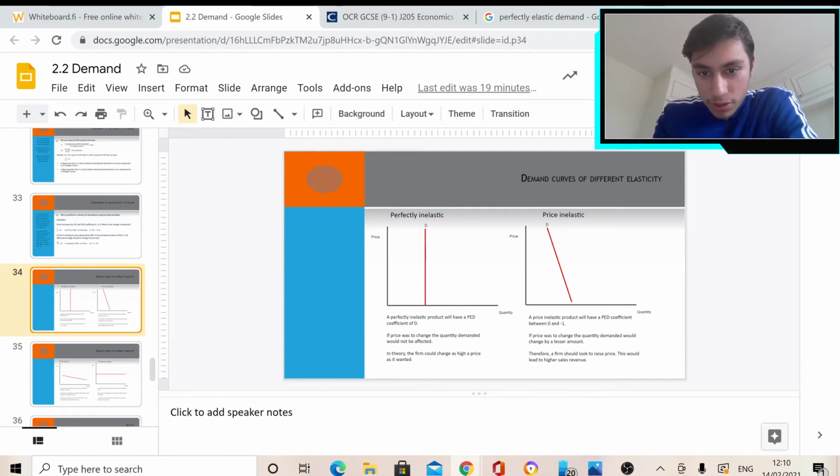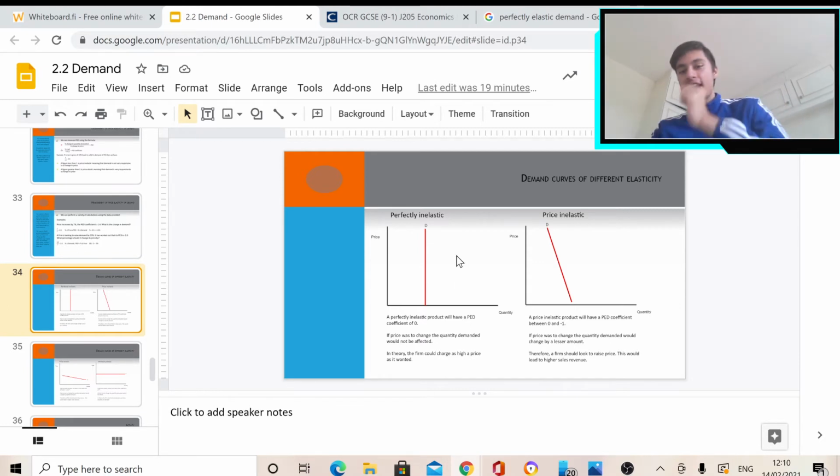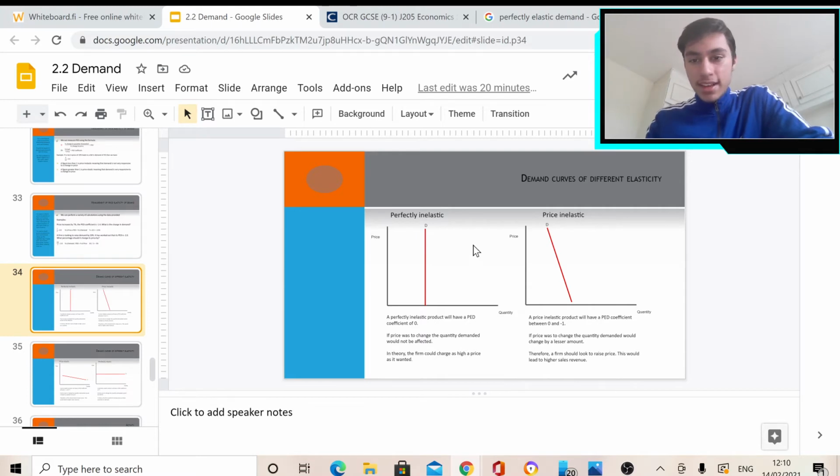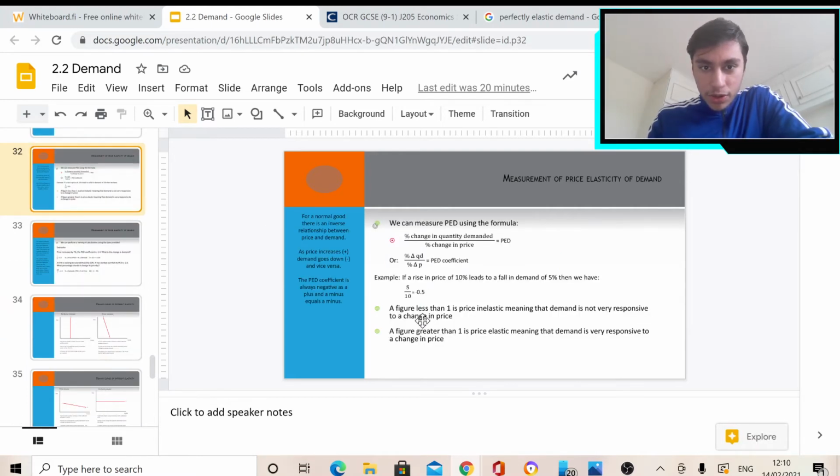If the price was to change, the quantity demanded would not be affected, as is shown in the graph. In theory, the firm could charge as high a price as it wanted. Perfectly inelastic demand is extremely rare in practice, but in theory a firm could charge as high a price as it wants, because the demand would be the same for any price. Now, I just want to make sure that you understand this.